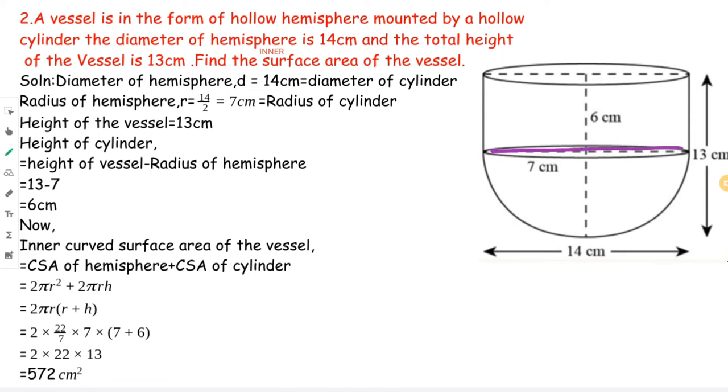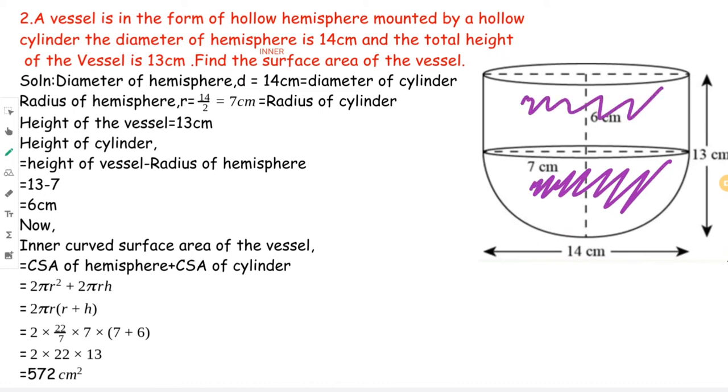So even the diameter of the cylinder will be the same, which means even the radius will be equal again. Okay, radius of the hemisphere should be equal to radius of the cylinder, and the total height of the vessel from here till here is 13. We're going to find the inner surface area of the vessel. So how do you find it? It will be inner curved surface area of the hemisphere plus inner curved surface area of the cylinder.